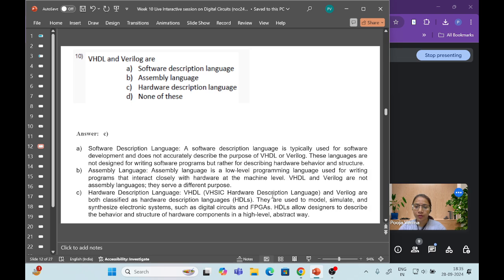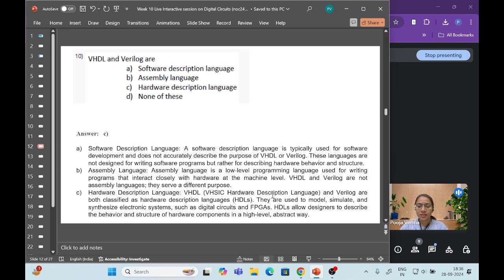So what is a software description language? A software description language is typically used for software development and does not accurately define the purpose of VHDL and Verilog. These languages are not designed for writing software programs, but for describing hardware behavior and structure. Next is assembly language, a low-level programming language used for writing programs that interact closely with the hardware at the machine level. So VHDL and Verilog are not assembly language.